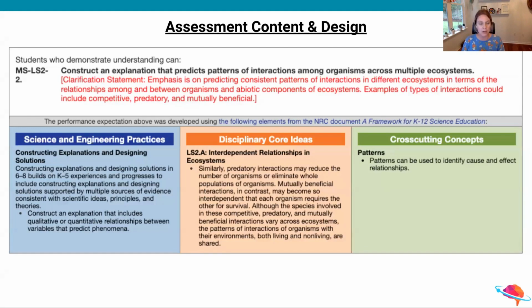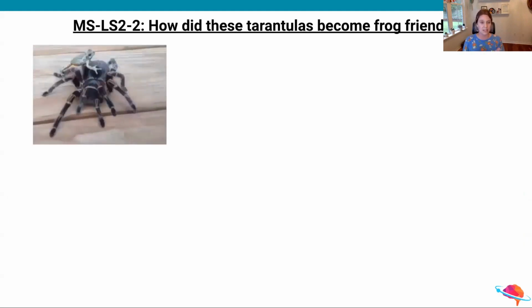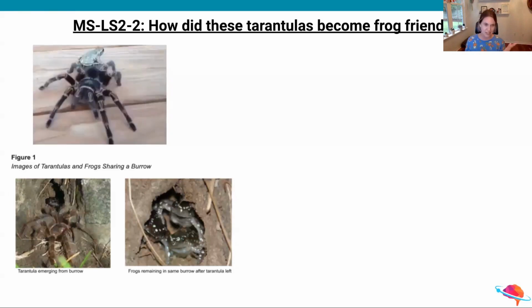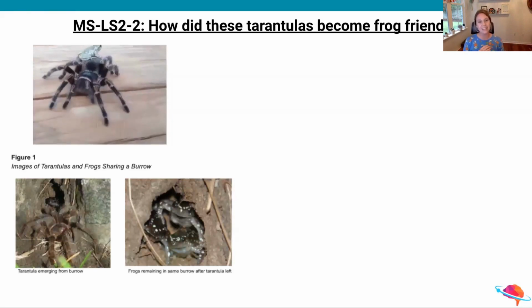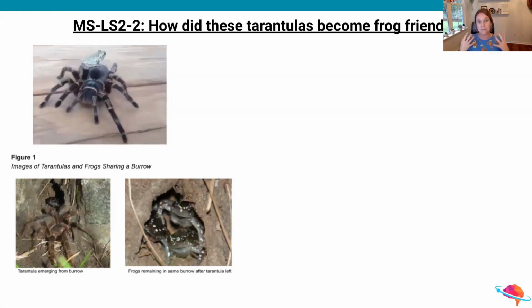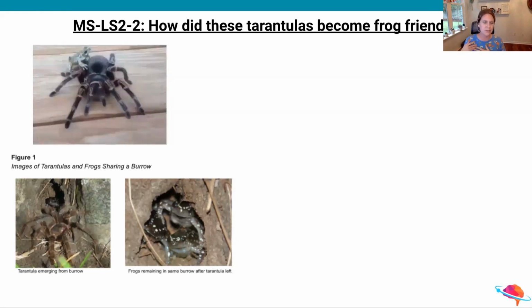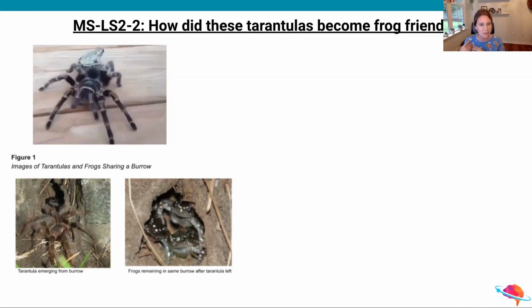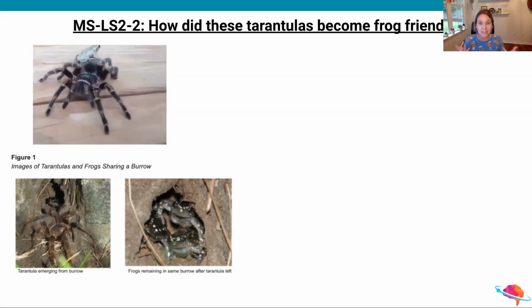So one of the phenomena that we chose for them for this standard on their assessment is one of my favorites on InterOrbit. It's on the same standard, MS-LS2-2, and it's about how these tarantulas became frog friends. So we give students some information about the lesser black tarantula and the dotted humming frog, and we talk about how they have a very interesting relationship.